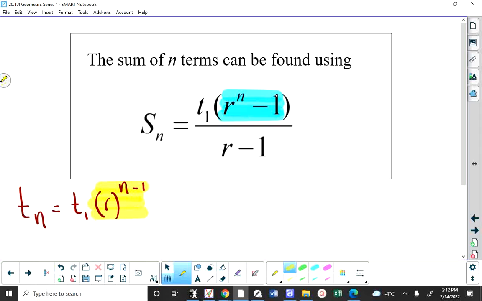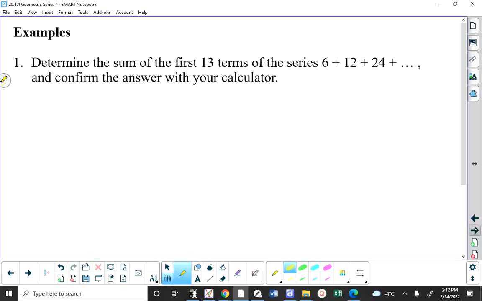All this is saying is if you want to find the sum of a certain number of terms of a geometric series, put the first term here, put the common ratio here and here, and the number of terms you're adding, and the formula works. We don't need to worry about why. So, let's do a few examples.